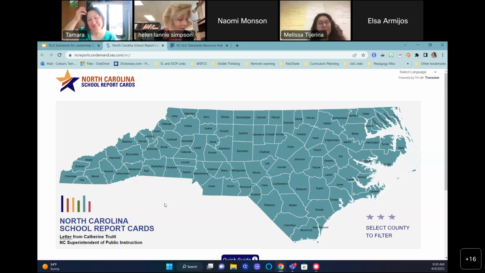And then the other question I have regarding the English learner progress is that I see my percent, but I also see the state of North Carolina percent.